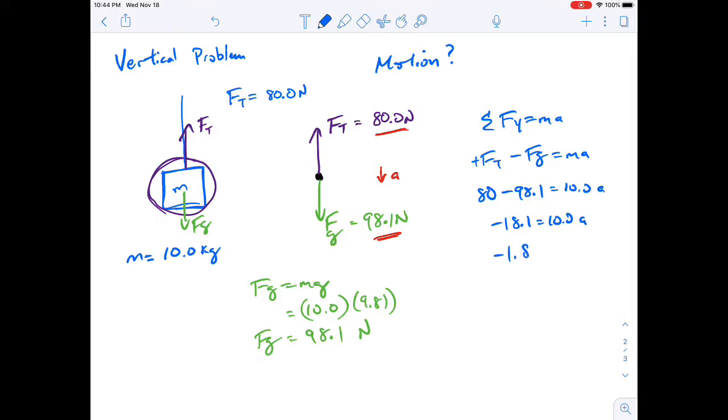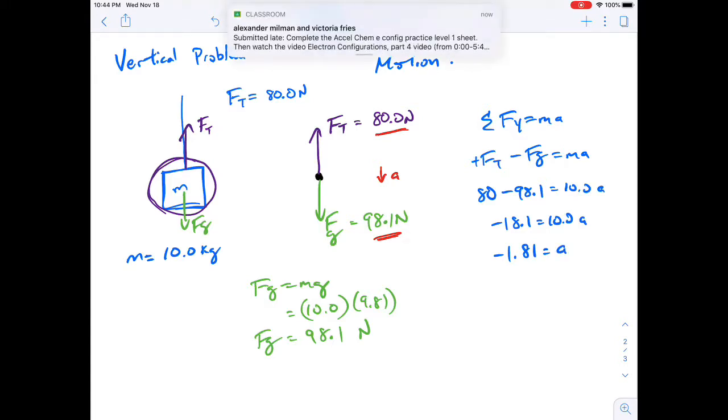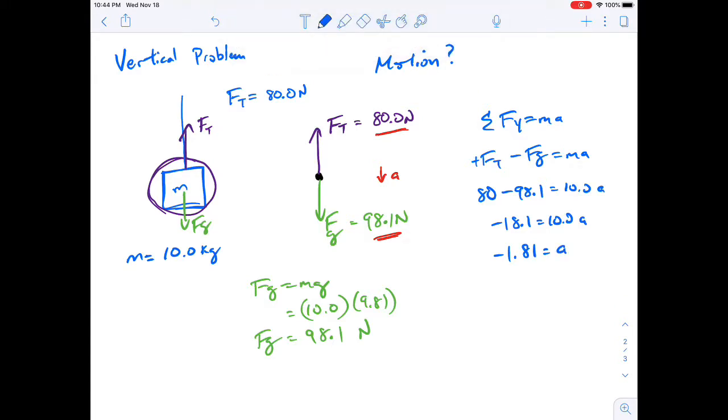And so a is, and I really should put units, 1.81 meters per second squared downward. So that's the acceleration going on.